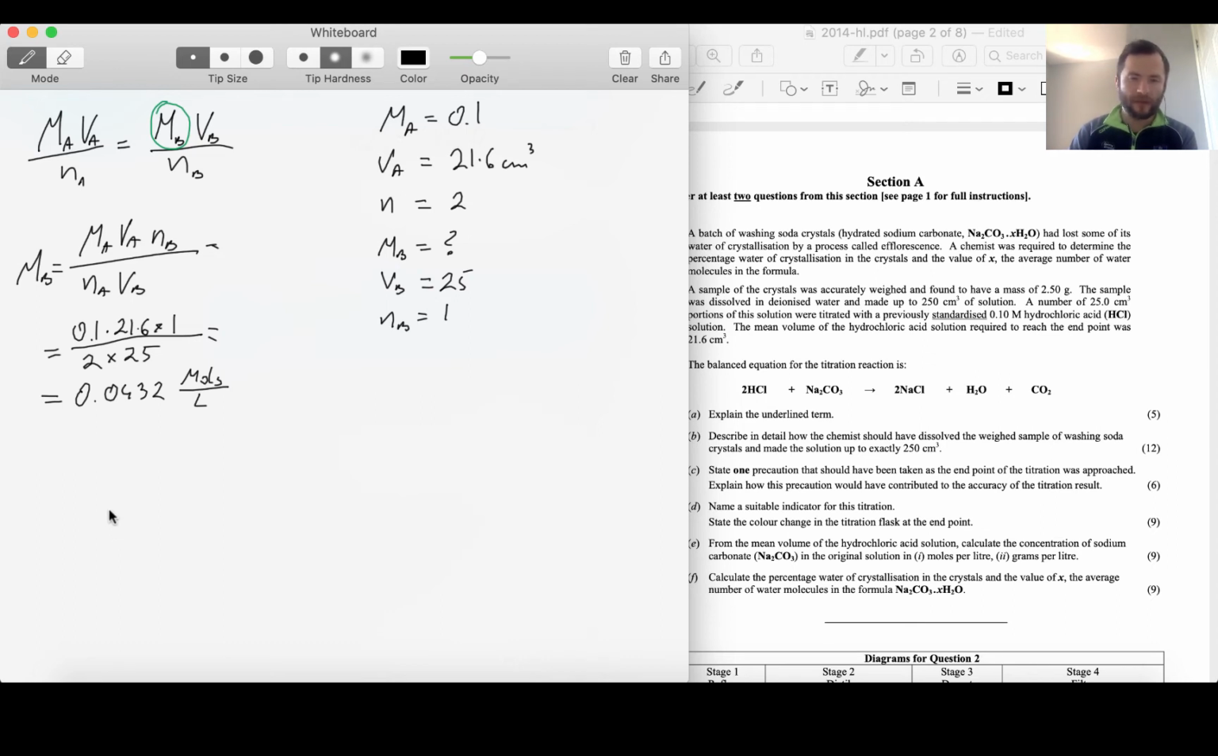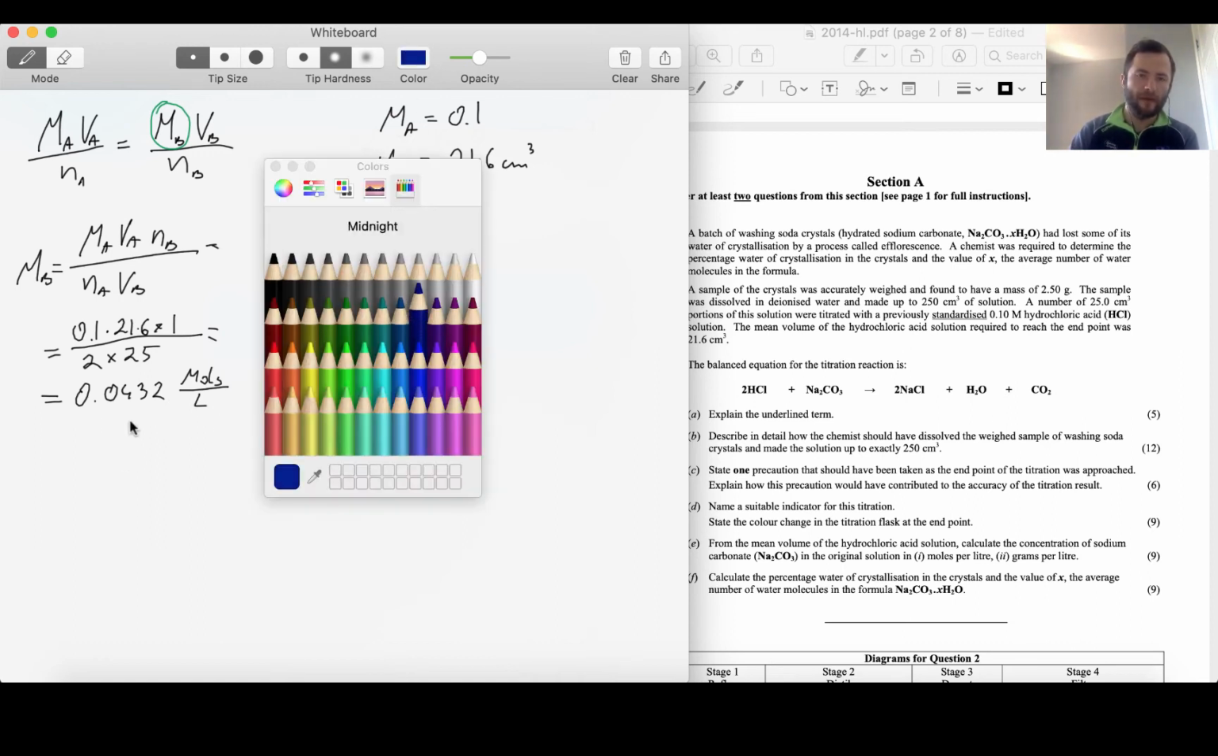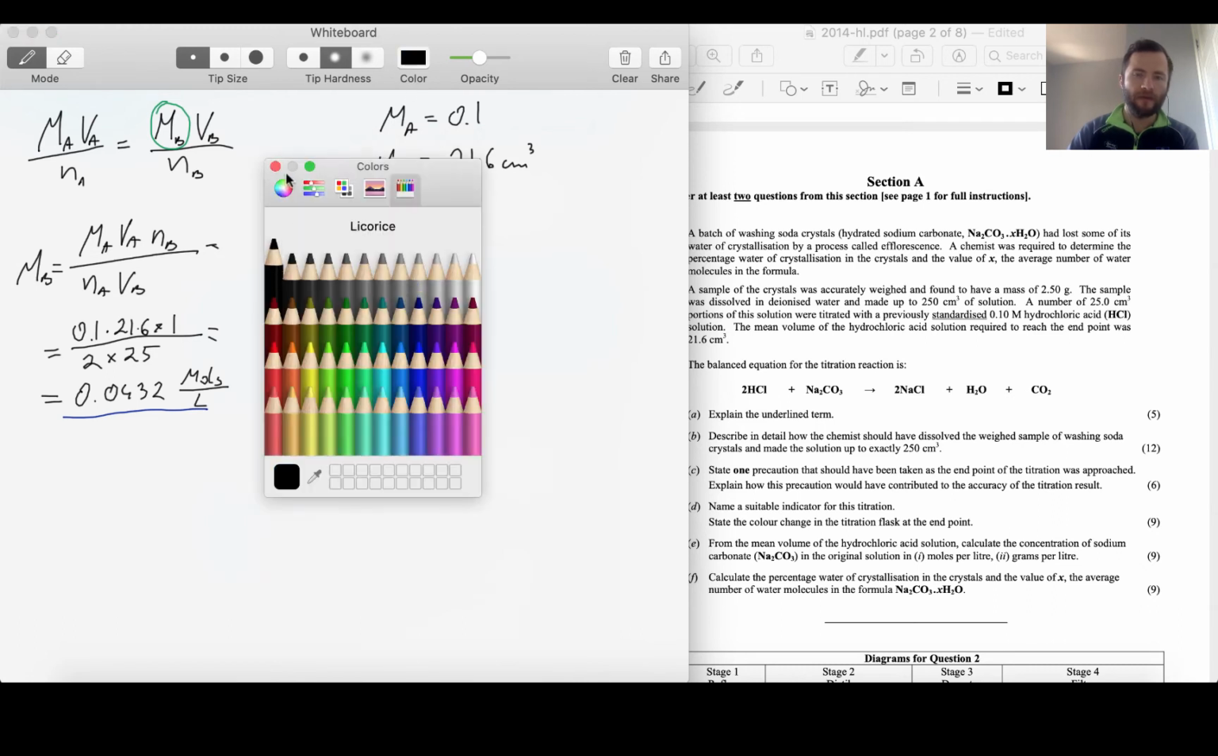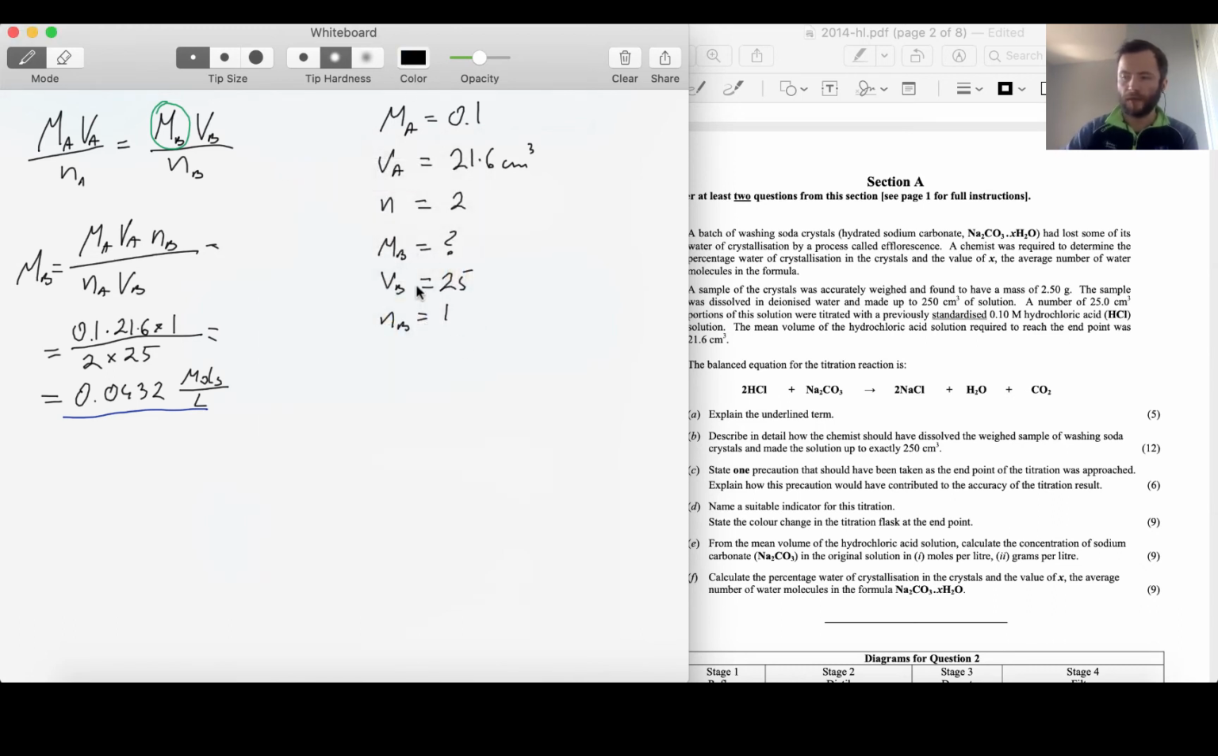In order to find concentration in grams per liter, all I need to do is find out what is the mass of 0.432 moles of sodium carbonate. So the relative molecular mass of sodium carbonate, RMM, will be equal to twice 23 for sodium plus 12 for carbon plus 3 times 16 for oxygen, which gives me 106.